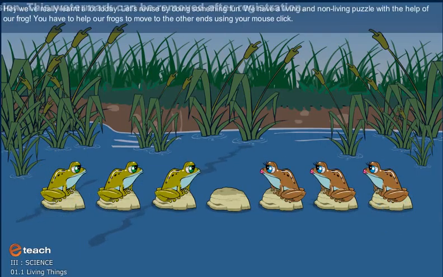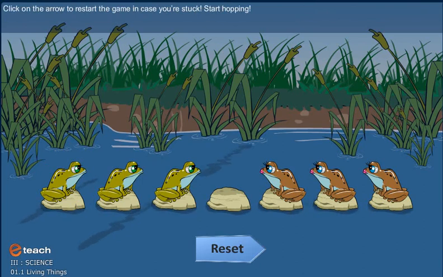Hey, we have really learned a lot today. Let's revise it by doing something fun. We have a living and non-living puzzle with the help of a frog. You have to help our frogs to move to the other ends. Click on the arrow to restart the game in case you are stuck. Start hopping.